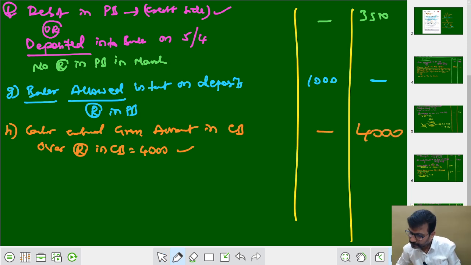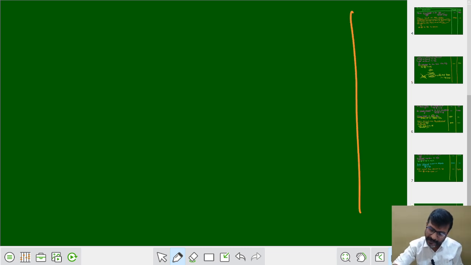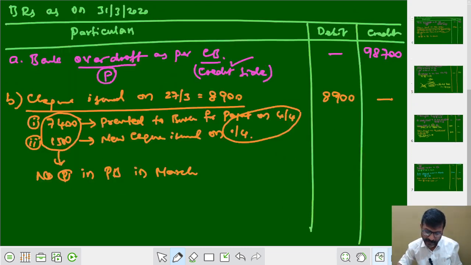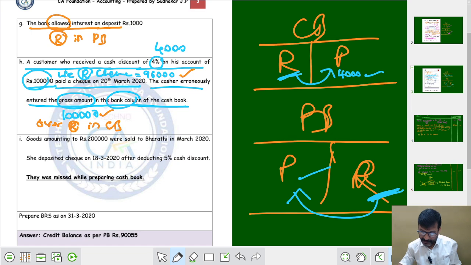4,000. Fine. Let me read the next concept as per your problem. See the last point, another similar concept. This concept was asked in the recent batch, that is May 2025 batch. See here what happened.